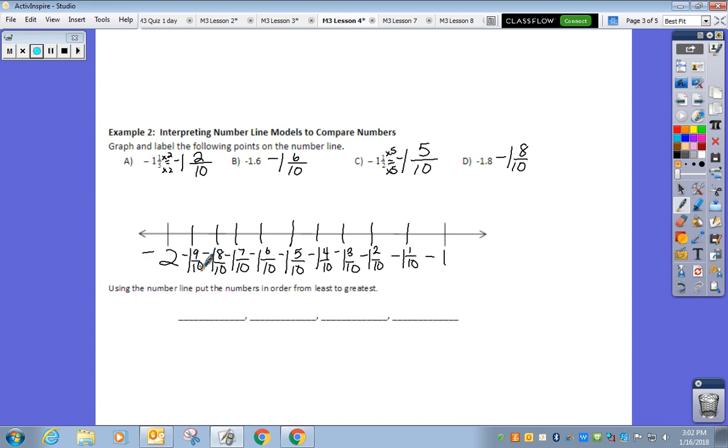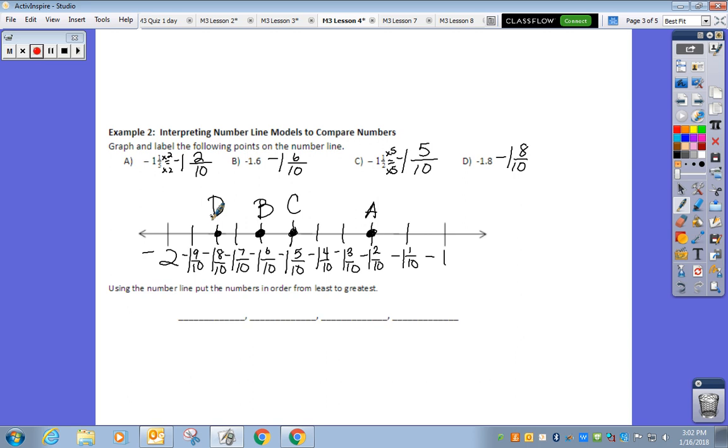Okay, so now we can go ahead and put them on the number line. So negative 1 and 2/10 is point A. Negative 1 and 6/10 is point B. Negative 1 and 5/10 is point C. And negative 1 and 8/10 is point D.